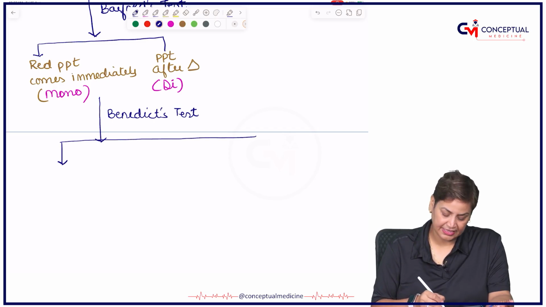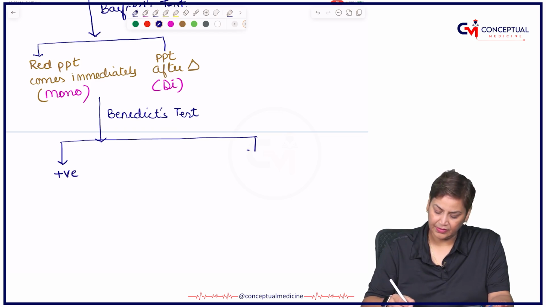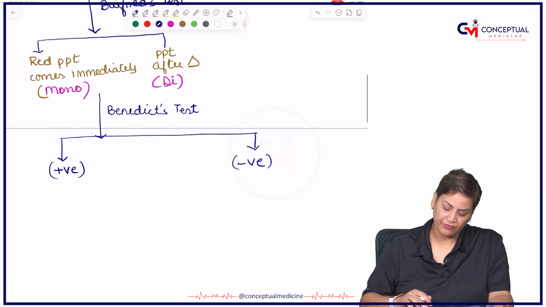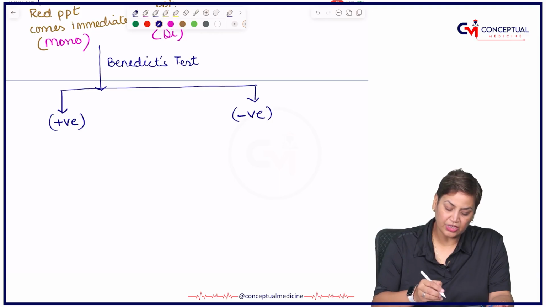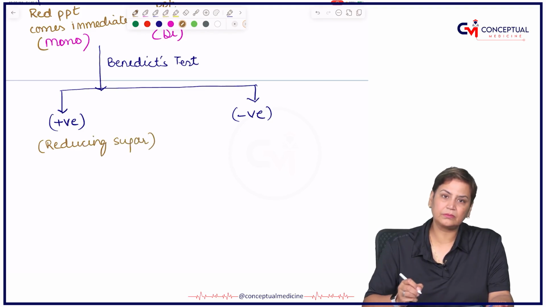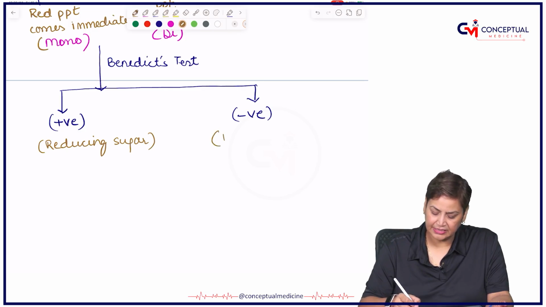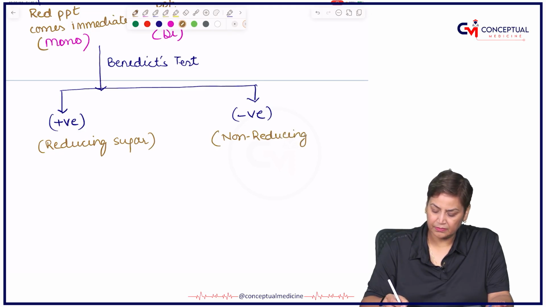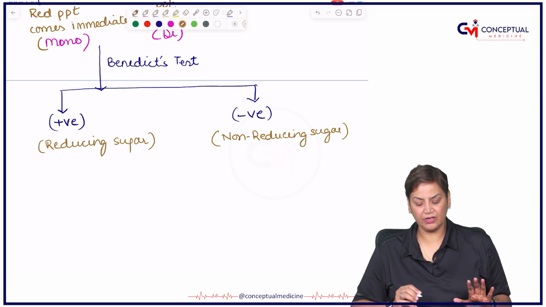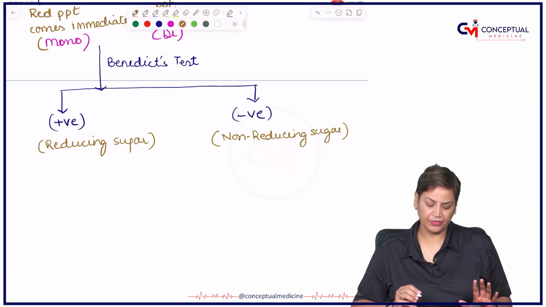If Benedict's test is positive, there can be only two results, positive or negative. If the reaction is positive, we say that a reducing sugar is present. And if the test is negative, it is a non-reducing sugar. So Benedict's test distinguishes between reducing and non-reducing sugar, right?